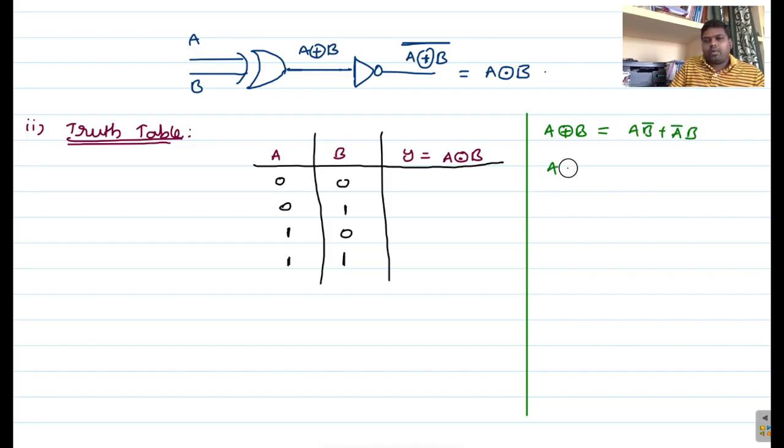Now A XNOR B equals (A XOR B) whole bar, right? (A XOR B) whole bar is nothing but (A B bar plus A bar B) whole bar. By using complementary theorem, we can write like this: (A B bar) whole bar into (A bar B) whole bar.